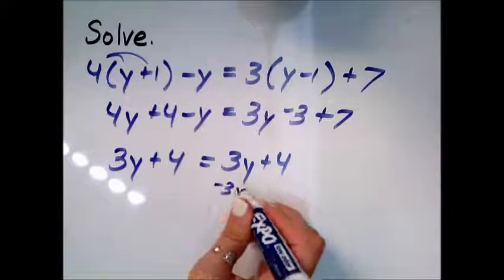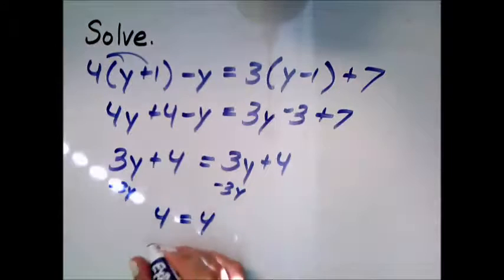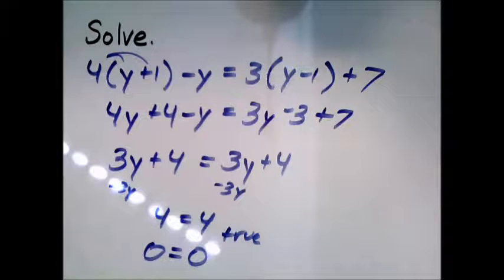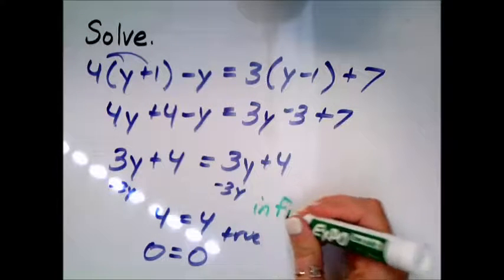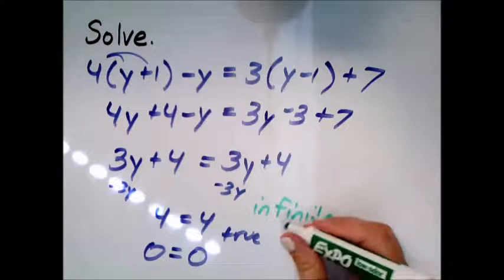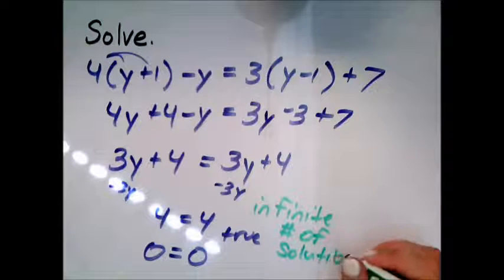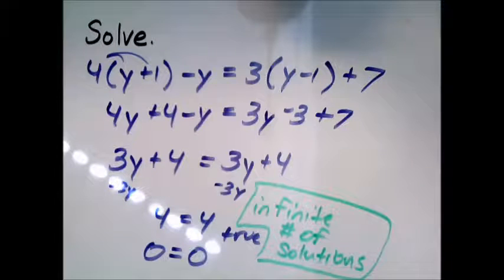But notice if we keep going through the steps, we get down to something like this, like 4 equals 4, or 0 equals 0. We get something that is true, right? 4 does equal 4. But notice all our y's canceled out already. So what they're saying is no matter what we would have put for y, it was going to be equal anyways. So that means that for y, we could have put any number and it would have worked. And so that's called an infinite number of solutions, so that any number in the whole world works.